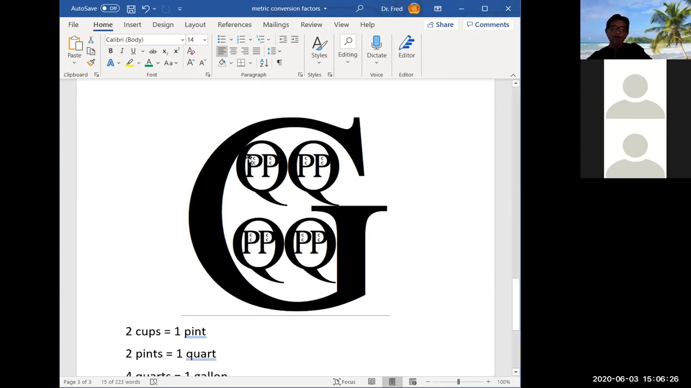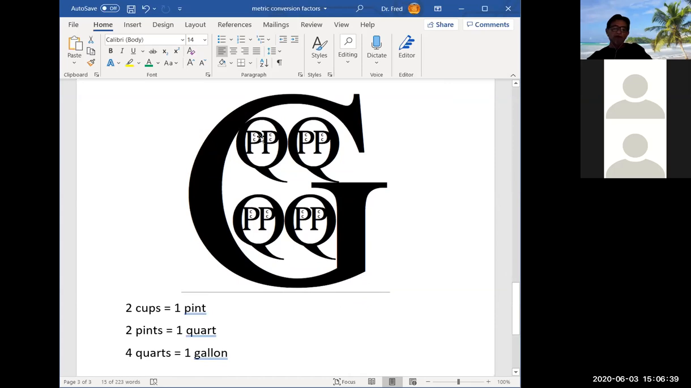Now take a look at just 1 Q. How many P's do you see within 1 Q? There's 2 P's. P's for pints. And within the pint, there are 2 C's for 2 cups. So 2 cups in 1 pint, 2 pints in 1 quart, and 4 quarts in a gallon. Again, 3 conversion factors here.